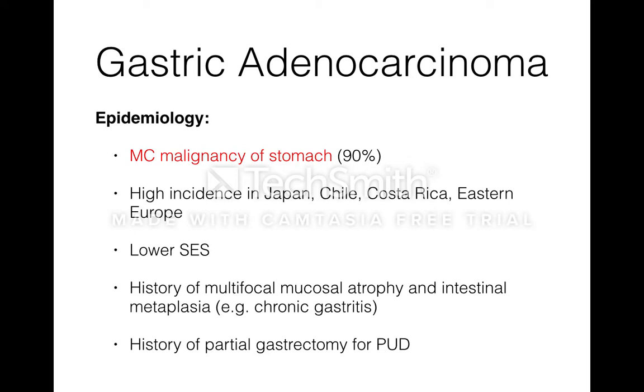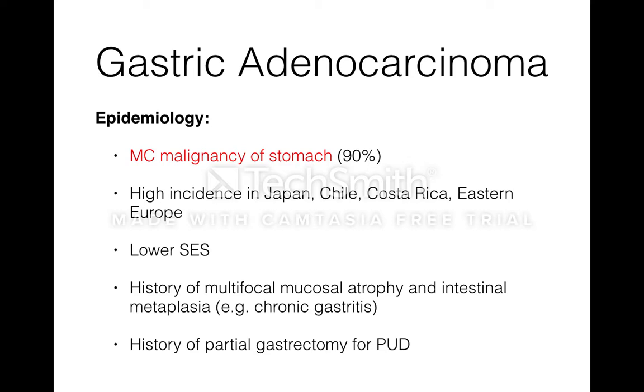Adenocarcinoma is the most common malignancy of the stomach. It comprises more than 90% of gastric cancers. The incidence is going to vary greatly with geography, and there's a higher rate in Japan, Chile, Costa Rica, and Eastern Europe in comparison to North America, Northern Europe, Africa, and Southeast Asia.